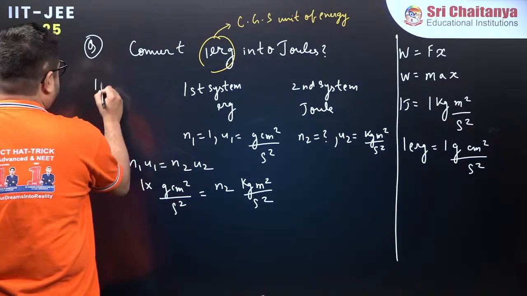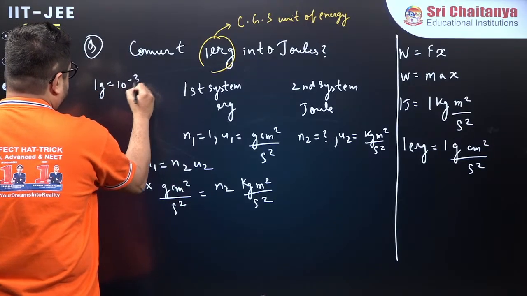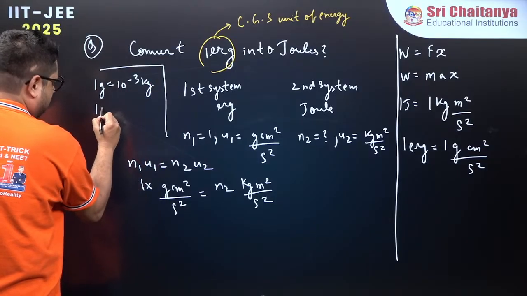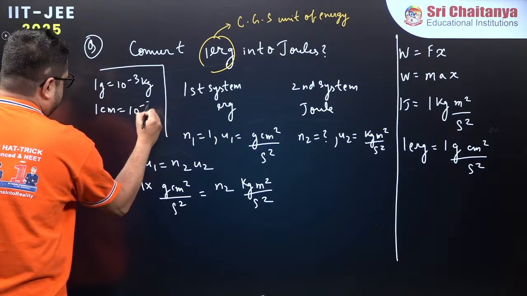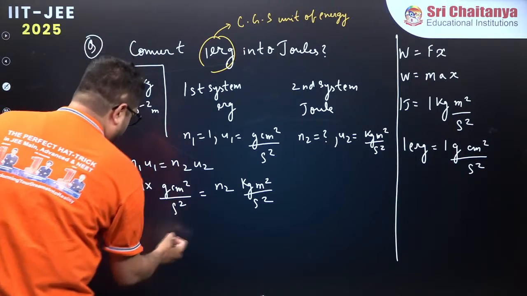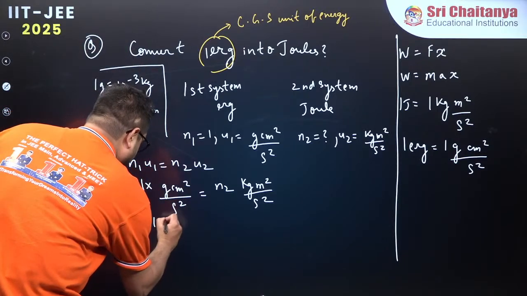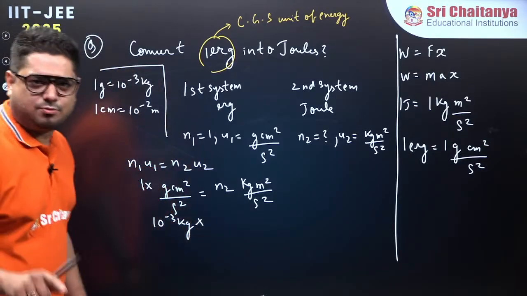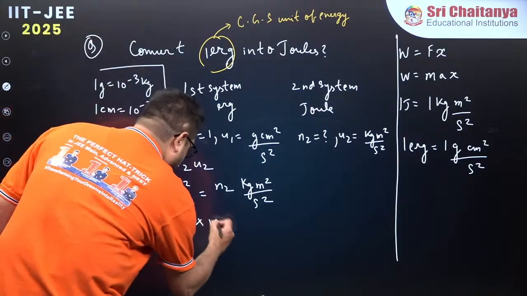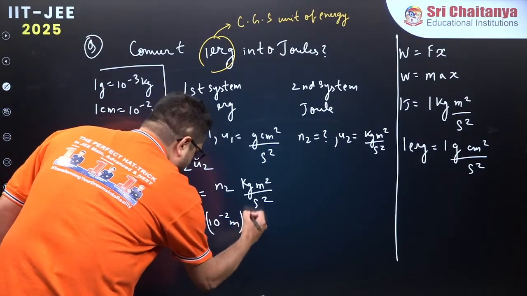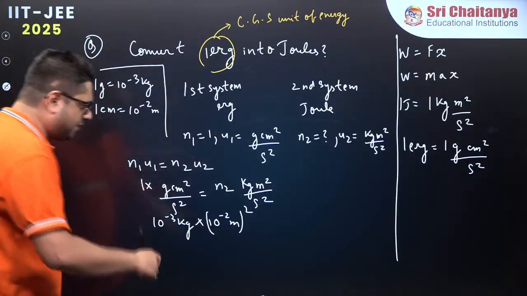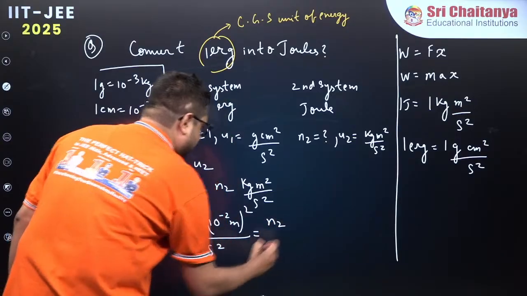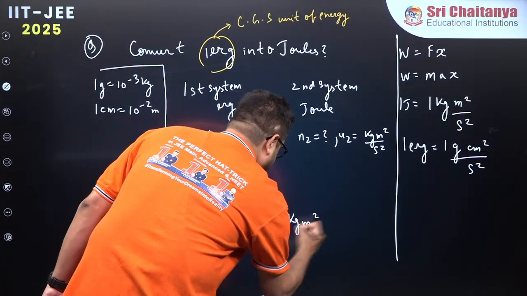You know that 1 gram is 10 to the power minus 3 kg. The same thing we are going to use here. And we know that 1 centimeter is 10 to the power minus 2 meters. So now what we will write: 1 gram is 10 to the power minus 3 kg, instead of gram I am writing it like this. But now we have centimeter square, and 1 centimeter is 10 to the power minus 2 meter, so it will become whole squared. That's the only change here. By second square, that is equal to N2 kg meter square per second square.